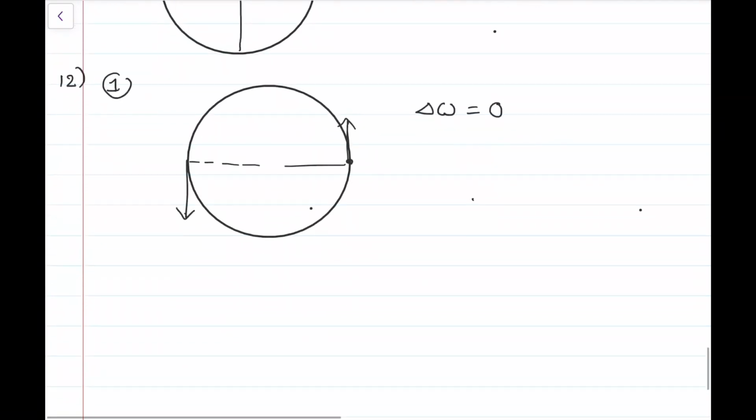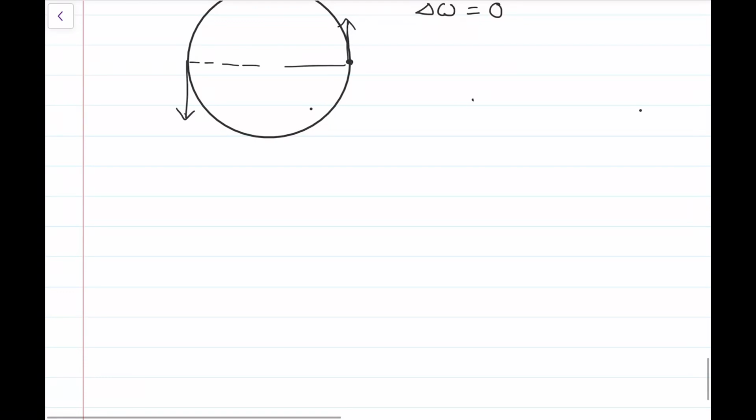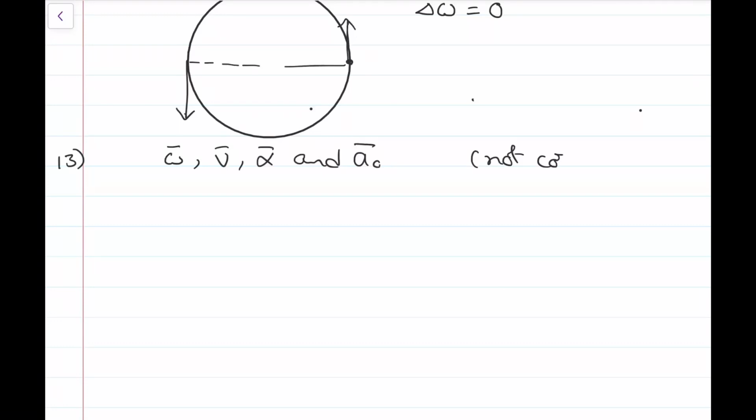For problem number 13, a particle is moving along a circular path. The angular velocity, linear velocity, angular acceleration and centripetal acceleration of the particle at any instant respectively are given as omega bar, v bar, alpha bar and AC bar. Which of the following relations is not correct? So, it's a very important keyword in this problem.